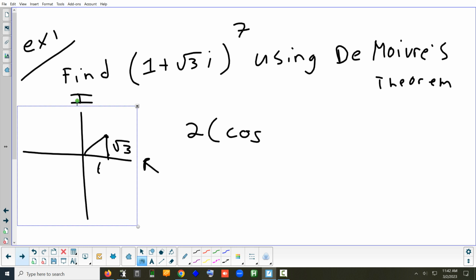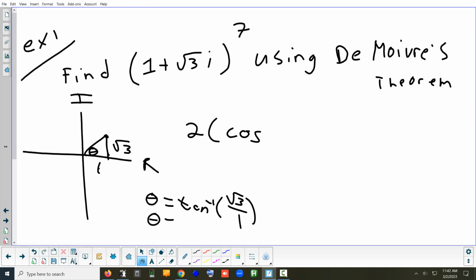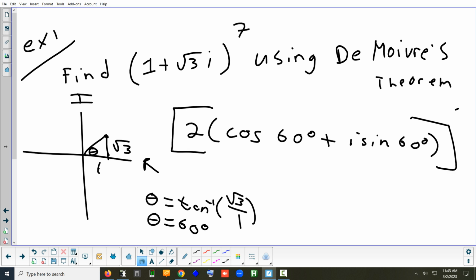And what's my formula to get theta? Inverse tangent of y over x. And we just did this. What's the inverse tangent of root 3? 60, yep. So my angle is 60. Very nice numbers this time. So 2 cosine 60 plus i sine 60. Now raise that to the 7th power.